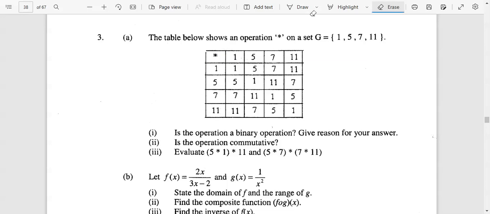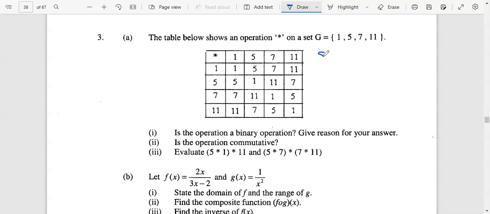Or if I say 11 star 5, I'm getting a 7. Or I say 5 star 11, I'm getting a 7. So it's all giving the same answer, meaning that the operation is commutative. And then we want to work out 5 star 1 star 11 and 5 star 7 star 11.